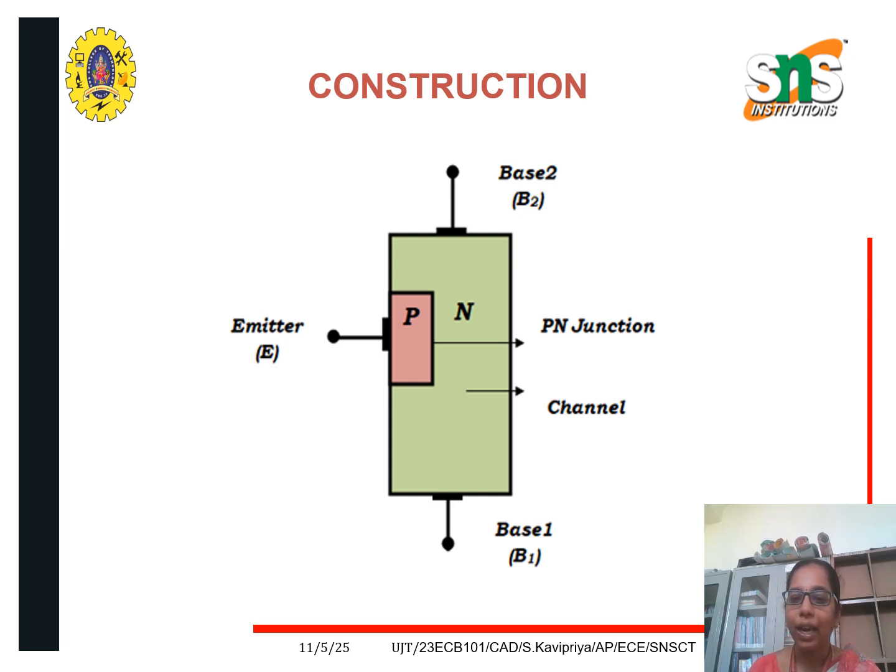There is a metallic contact from the P-type layer, which is the emitter, and two metallic contacts are taken from the N-type layer, which are base B1 and B2. The area between base B2 and the emitter is somewhat smaller in size when compared to that between B1 and E.